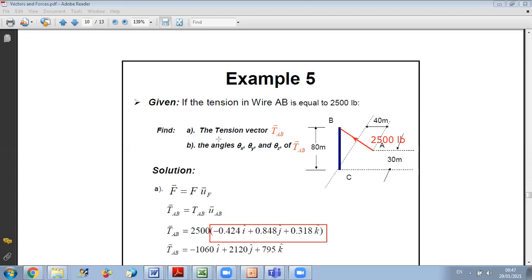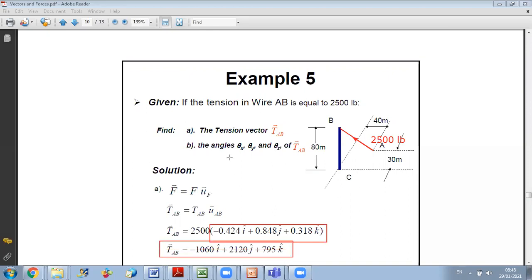They will directly ask you, find tension TAB, and you should know all the steps, so you should find vector UAB. So we find coordinates of A, we find coordinates of B, we write that unit vector of AB is vector AB over magnitude of AB, and then we replace in the equation. Okay, so this is how we calculate vector TAB here.